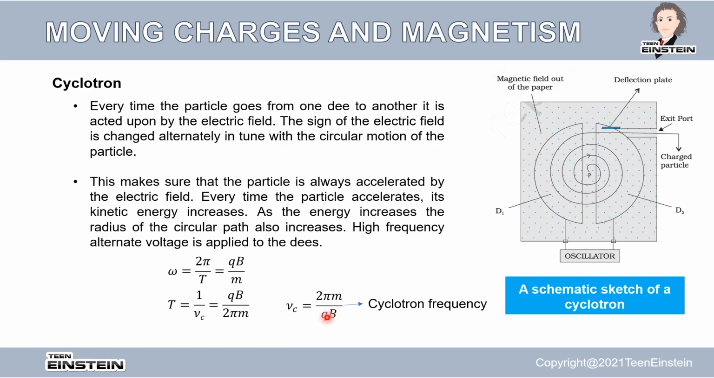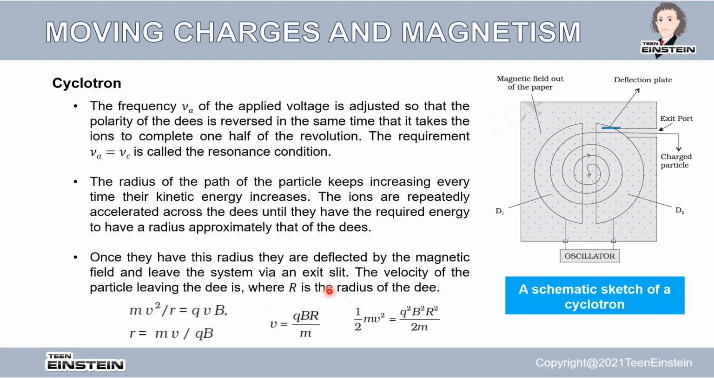So this is controlled by the magnetic field magnitude and the charge and the mass of the particle. Now this is the cyclotron frequency. Now the frequency which we are giving to the Ds, that is, we are giving an alternate potential to the semicircles here, and the frequency of this applied voltage has to match the cyclotron frequency.